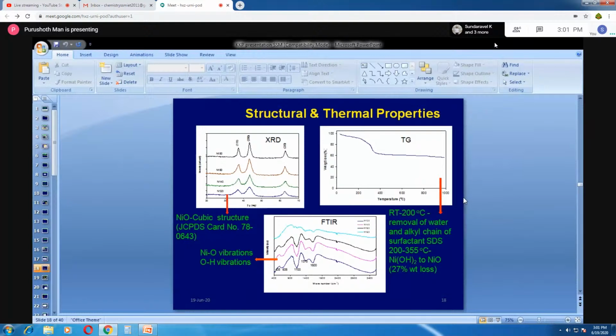Between 200 and 355 degrees Celsius, a phase change occurs from nickel hydroxide to nickel oxide, and that will lead to a huge weight loss. Somewhere around 27% weight loss has been observed in this region. So based on this only, 300 degrees Celsius has been fixed for annealing. And FTIR also confirms the nickel oxide vibrations. At the same time, the OH vibrations are also observed in the FTIR studies.